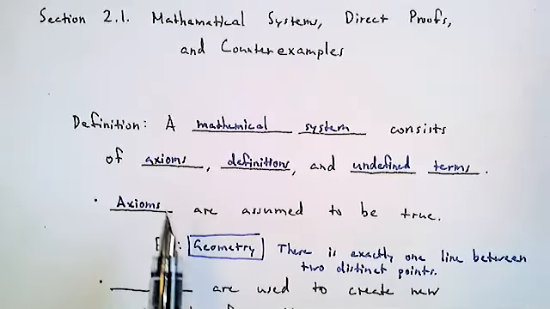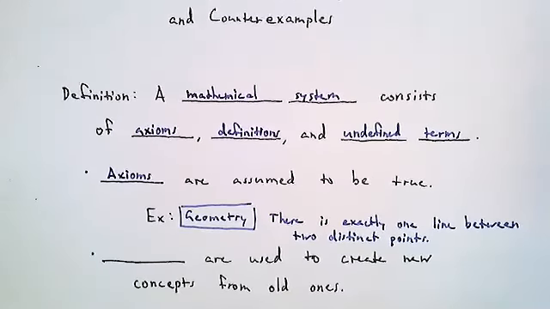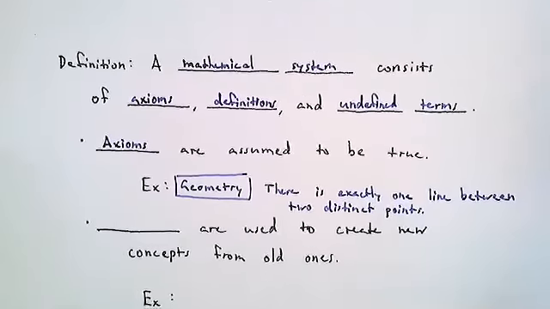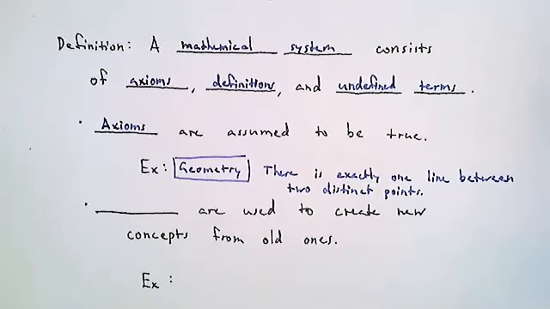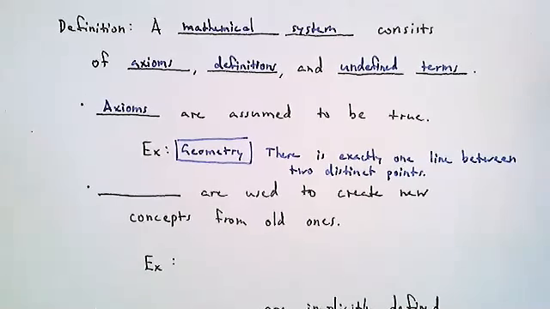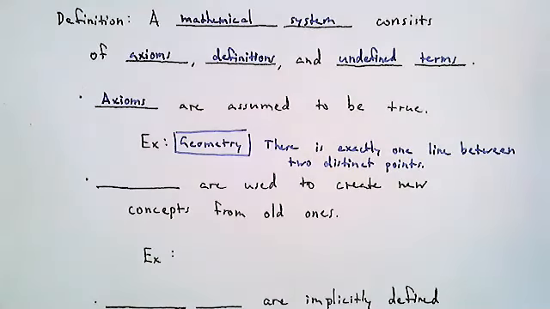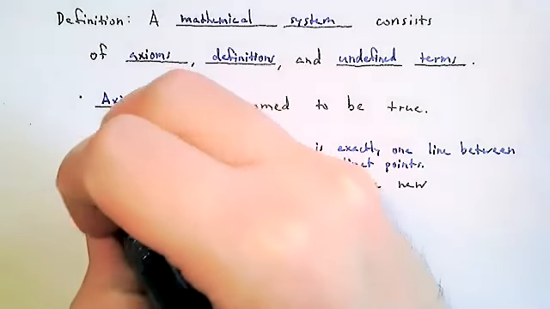Okay, so like I said, these are things that you're assuming to be true. You might know some other axioms, and we'll talk about more axioms later. This is just one example. Definitions are what are used to create new concepts from your old ones.